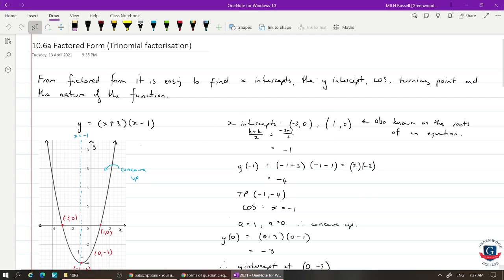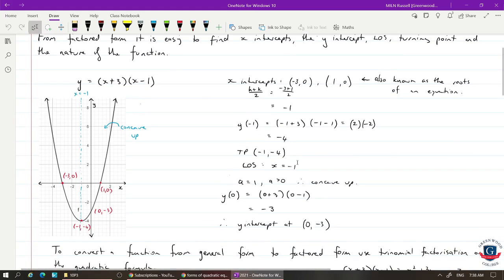To find the turning point is a little bit more difficult than turning point form. We have to find the midpoint between these 2 points, and that will give us this, and then if we substitute this into the equation we can find the y value. So here I've added them together and divided by 2, so I find out that this point here is minus 1. Substitute minus 1 into this equation, and that tells us that y is minus 4 when x is minus 1, which is that point there.